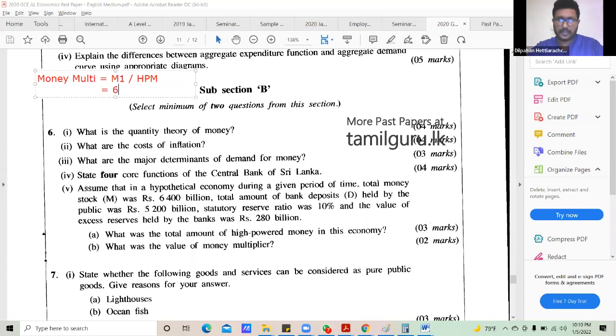M1 money supply, how much? 6,400. High powered money, how much? 2,000. Answer: 6,400 divided by 2,000. Answer is 3.2. So is this in terms of percentages or rupees? No, this is in terms of times, right? So 3.2 times is the answer.